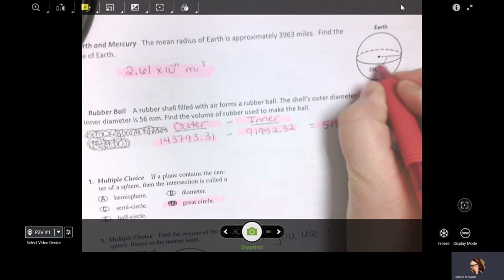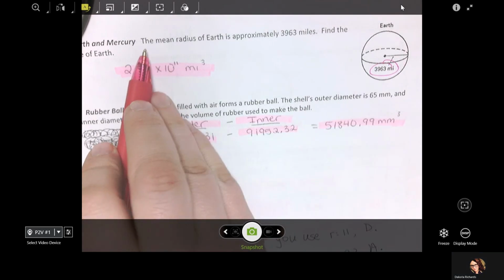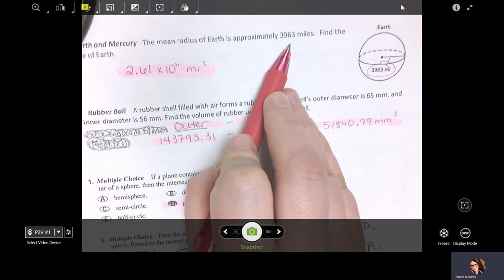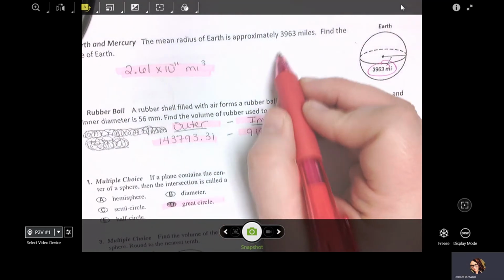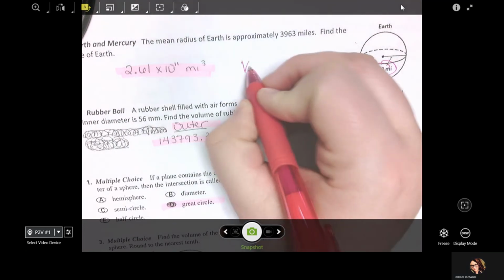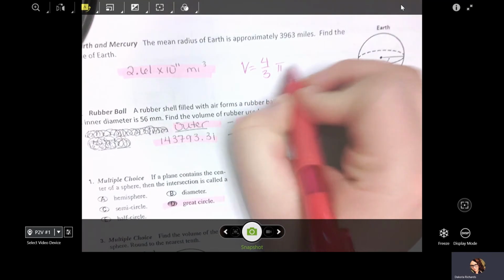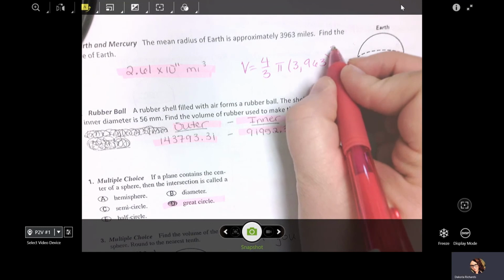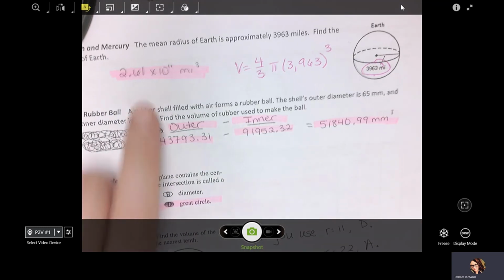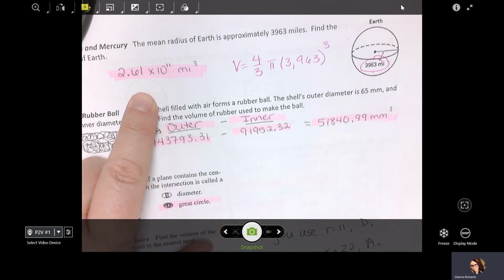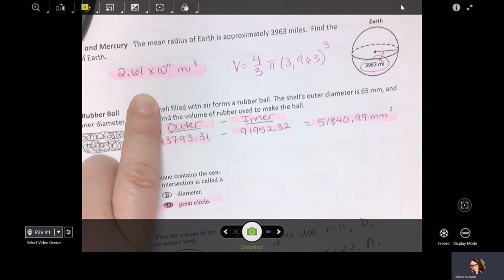Basically, this is your radius. This represents Earth. It says the mean radius of Earth is approximately 3,963 miles. Find the volume of Earth. You're going to plug this into the volume formula. So 4/3 pi times 3,963, all raised to the third power. And so your calculator cannot fit all of those digits on the same screen. So it gives you your answer in scientific notation. And that's all you have to put for this.